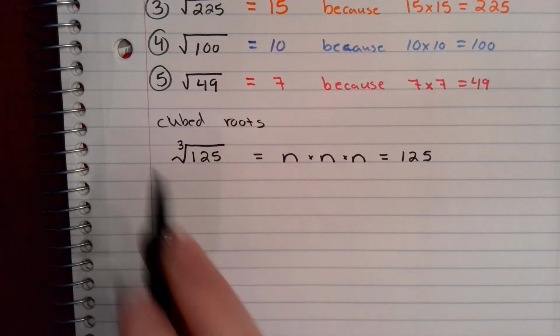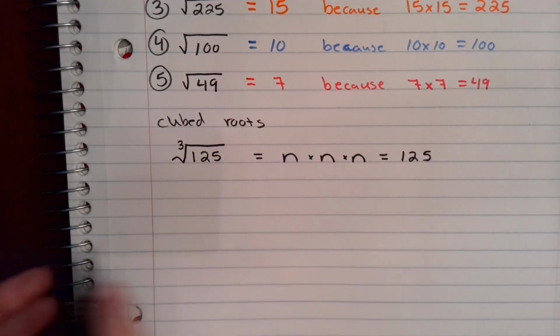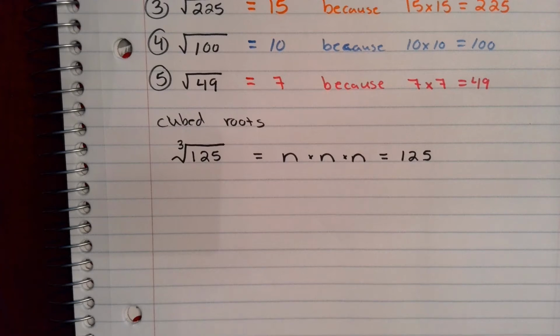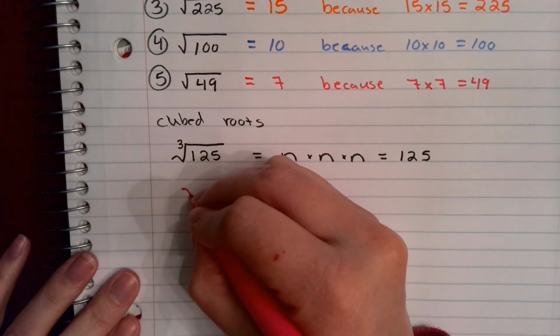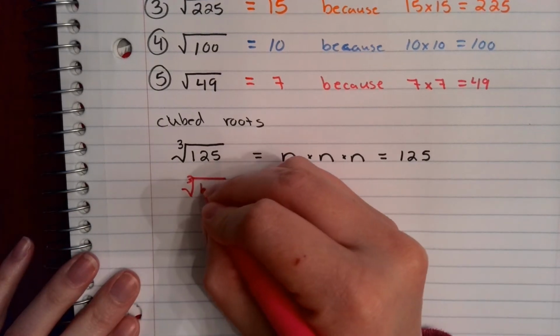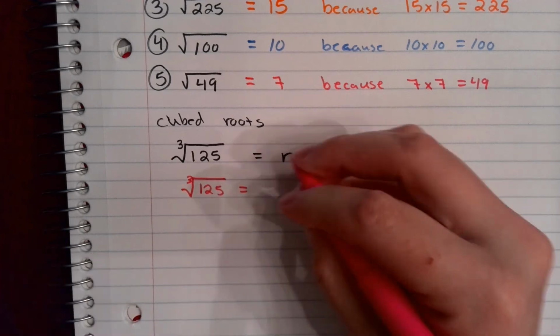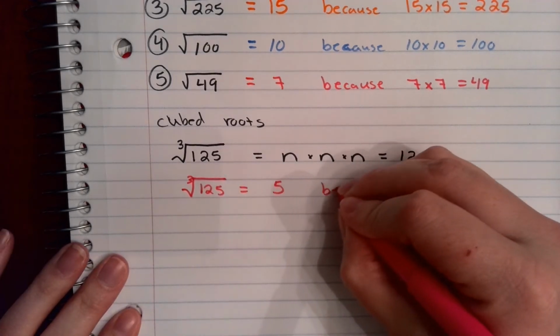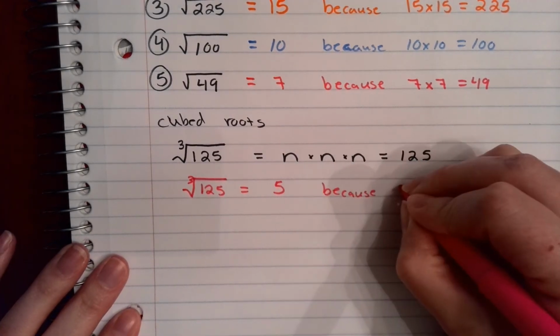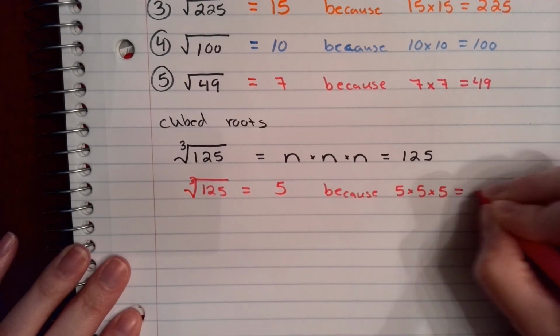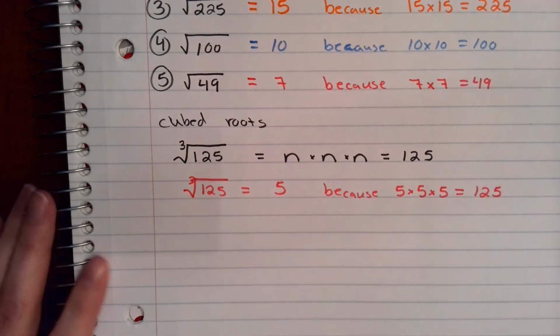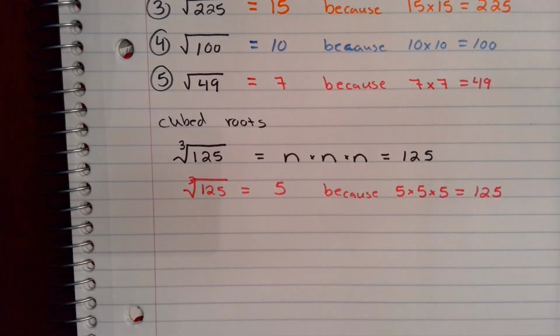So I want to know what number, when I multiply it by itself and then multiply it by itself a third time, is going to equal 125. So in this case, the cubed root of 125 is equal to 5 because 5 times 5 times 5 is equal to 125. Okay, so that's what we're going to be doing now.